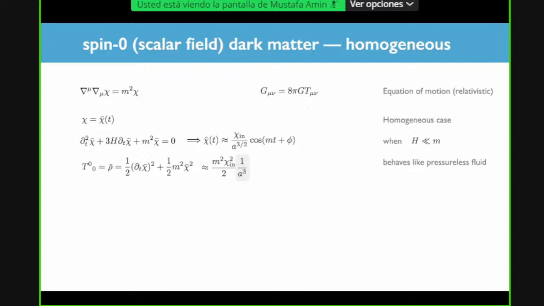That is for this homogeneous case. You can also do it for the inhomogeneous case where you have fluctuations and no homogeneous mode, and you will find that the same result holds. As long as it's non-relativistic, you will again get this 1 over a cubed behavior. Okay, so it's a good dark matter candidate.